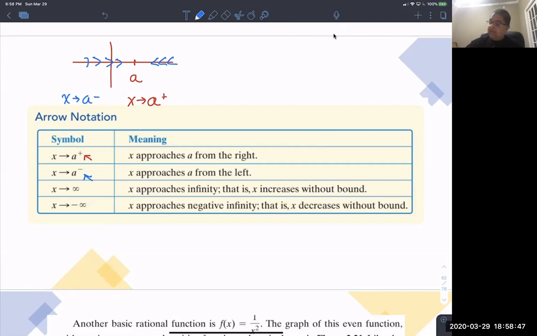And this means x going to infinity. That means going to the right. And we've talked about this notation in our end behavior discussion. x going to infinity means to the right of the y-axis, and x going to negative infinity means to the left of the y-axis. So the right side is known as x going to infinity, and the left side is known as x going to negative infinity. Okay, so let's keep going with our discussion pertaining to discontinuities.